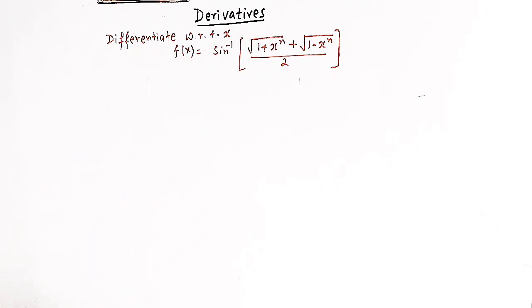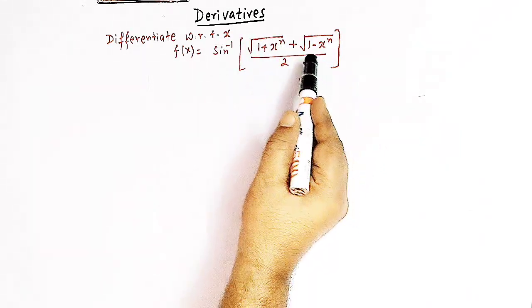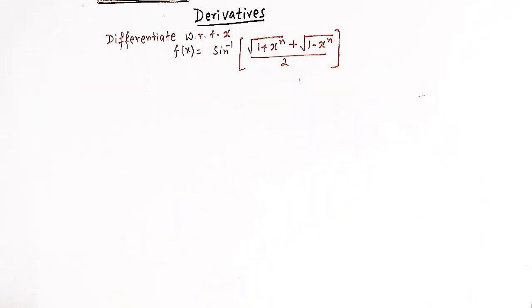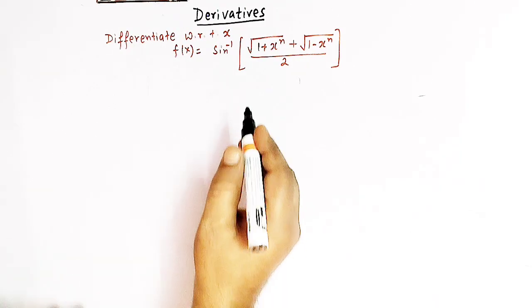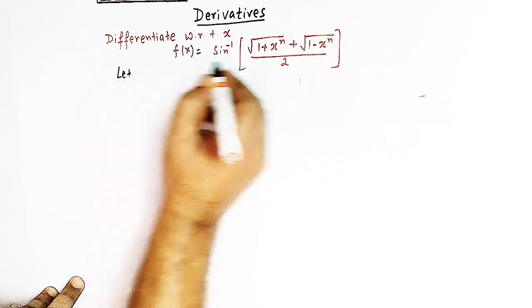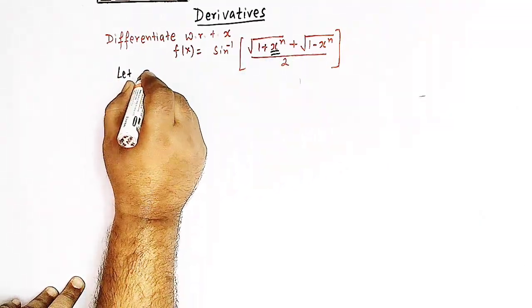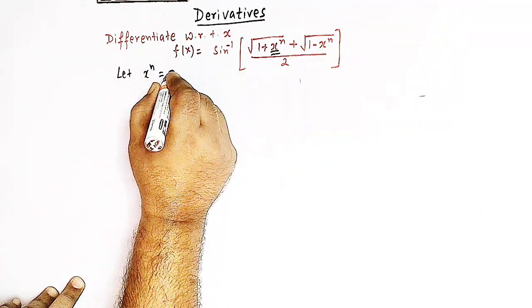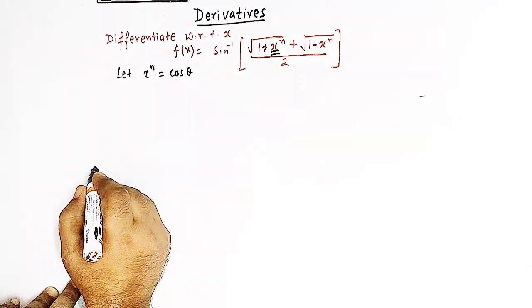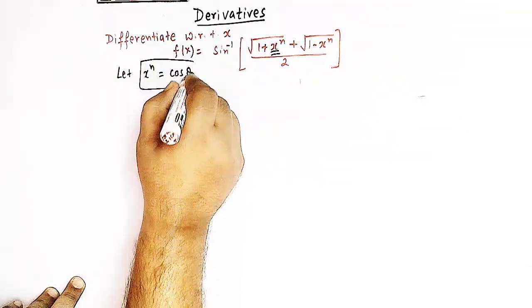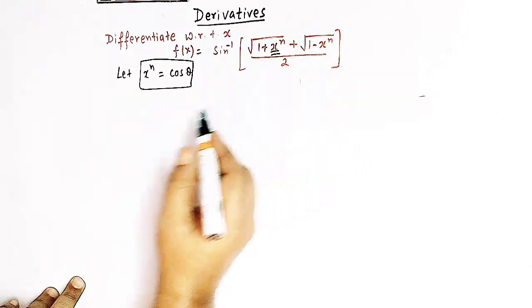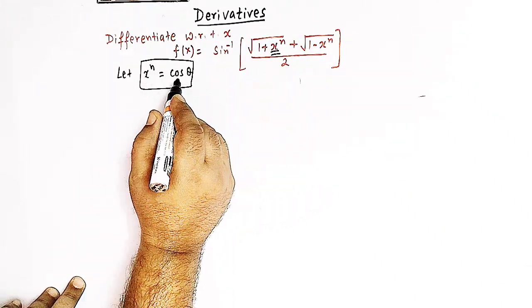Now to get the derivative of f of x, we'll make use of the method of substitution to simplify this function by introducing another variable. So let us start. Here let us substitute this term, that is x raised to n, equal to cosine of theta. We'll make this substitution to simplify this expression, and x raised to n is equal to cosine theta.